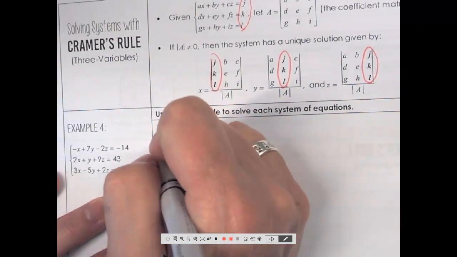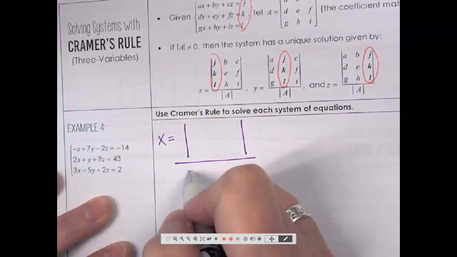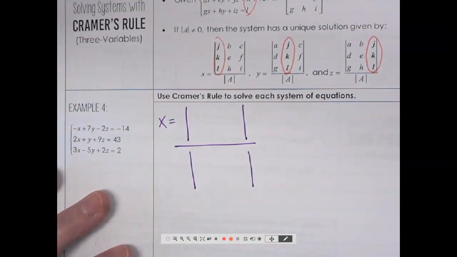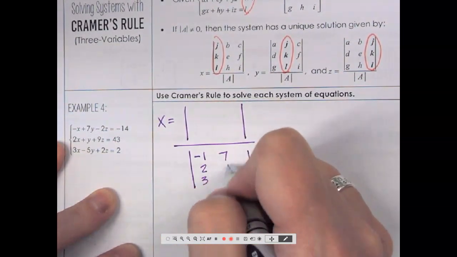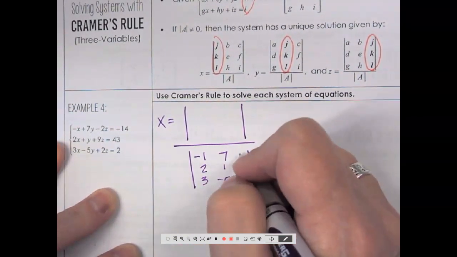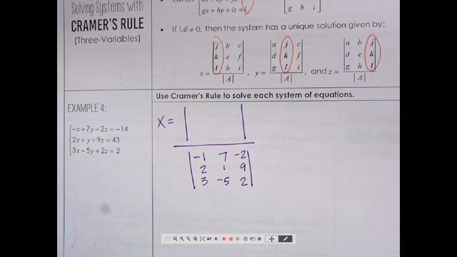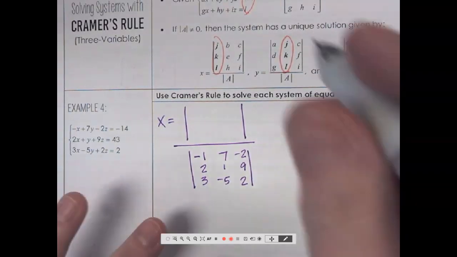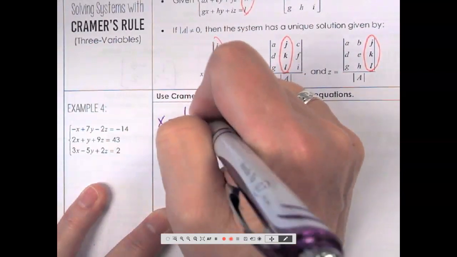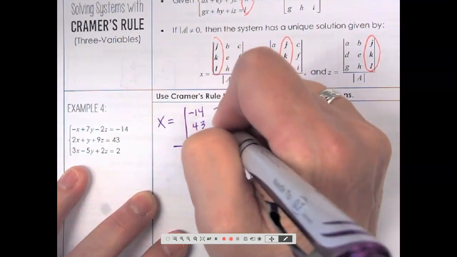All right, so let's set up x. Okay, so denominator, all the x, y, and z coefficients. Be sure you're not missing any negatives. Okay, then the numerator. If I'm solving for x, I do not use the x coefficients. In their place, I'm using the constants. Keep the y's.